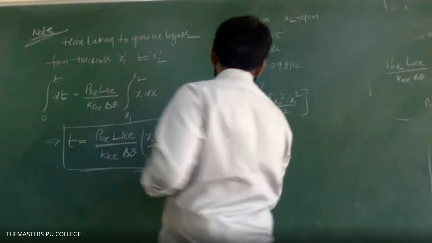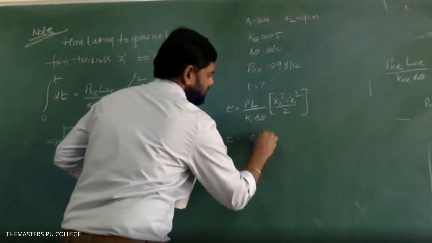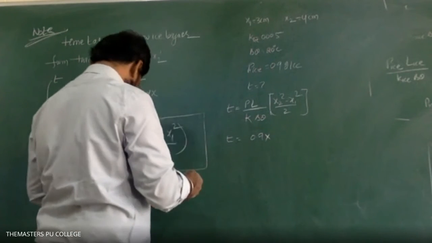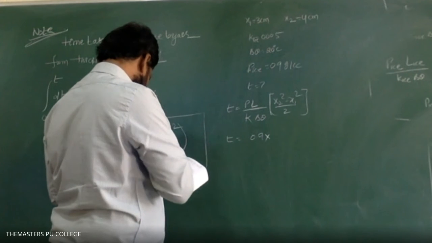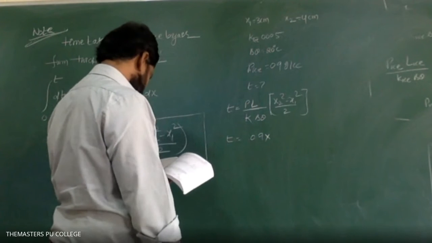Substitute the values there. So T is equal to density of ice, which is 0.9, then latent heat, 80 calorie per gram. Then again we need to convert into gram.